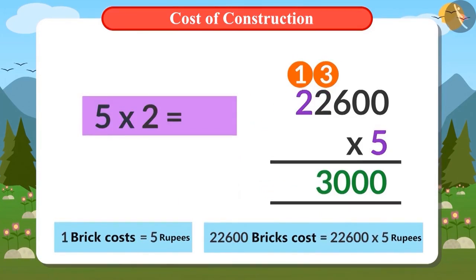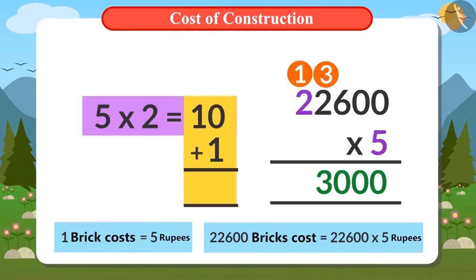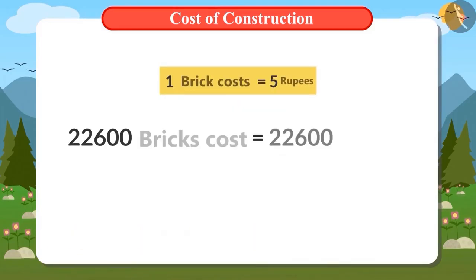Now again we will multiply 5 by 2. The answer comes to 10. But we already have 1. So we will add 10 and 1. The answer we get is 11. Now we don't have any number left for multiplication. So we will write the answer as 11.